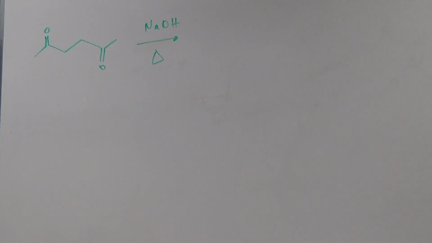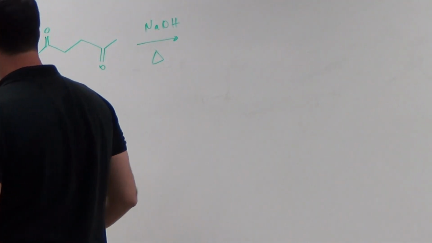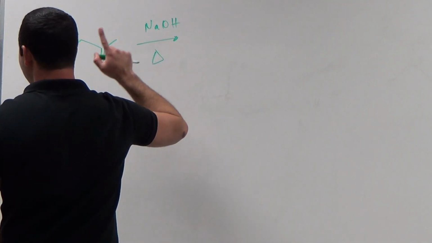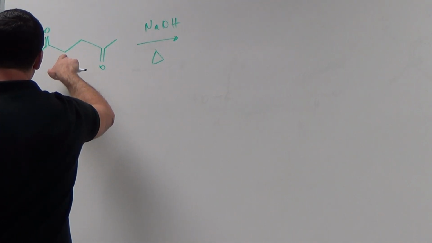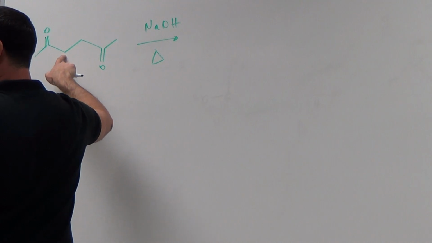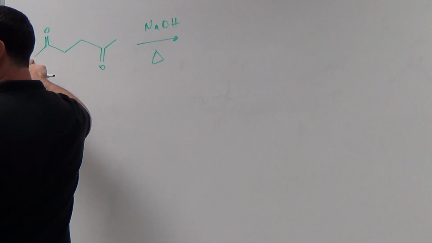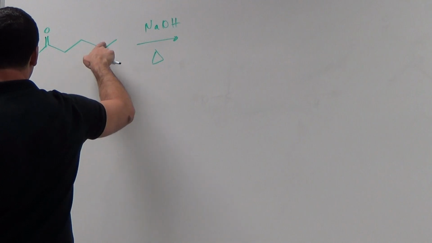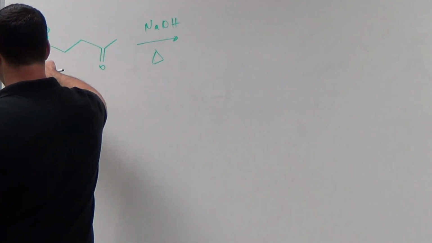Okay, so what's this here, guys? This is a situation, yes? Well, you have your base here, yes? It's going to pull an alpha proton from somewhere. It could pull it from here, yes? If it pulls it from here, it could attack this one here. If it pulls it from here, it can't attack that because that will be too small of a ring. So we're going to pull it from here.